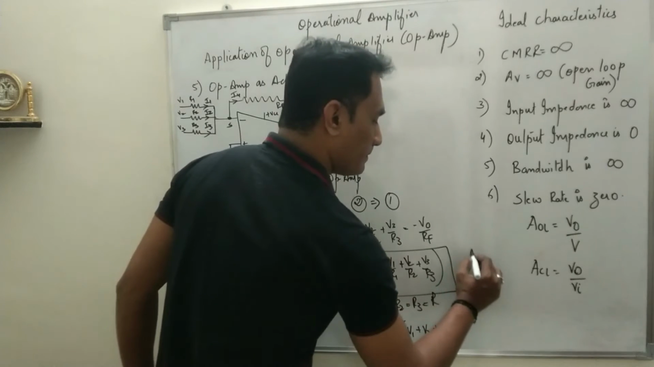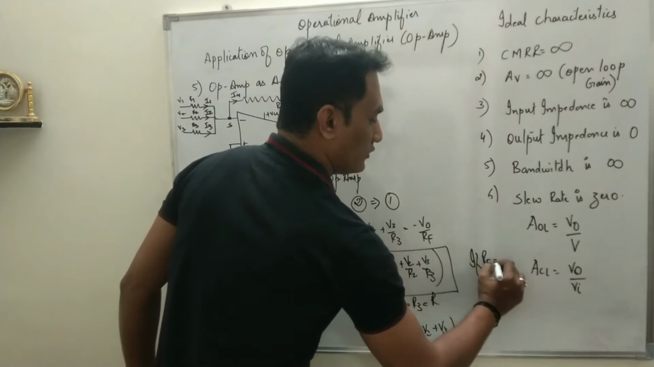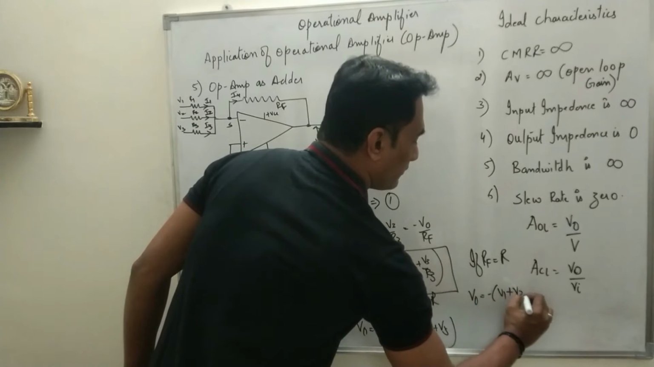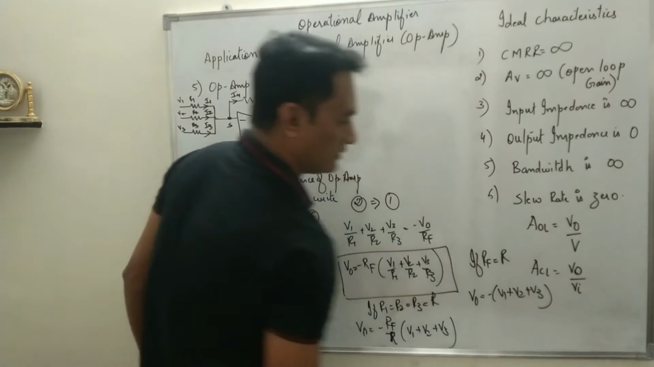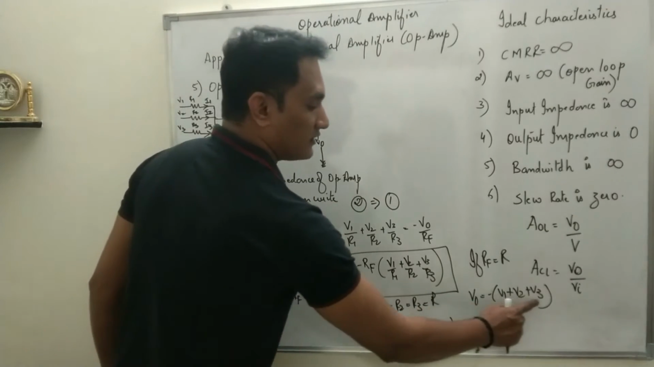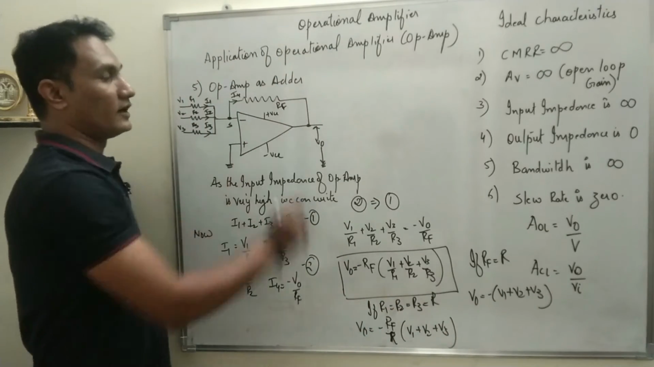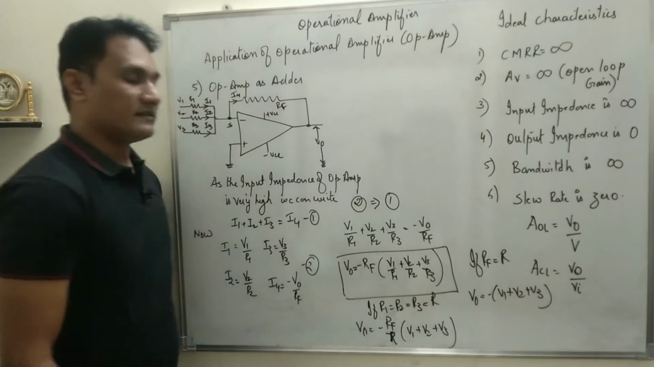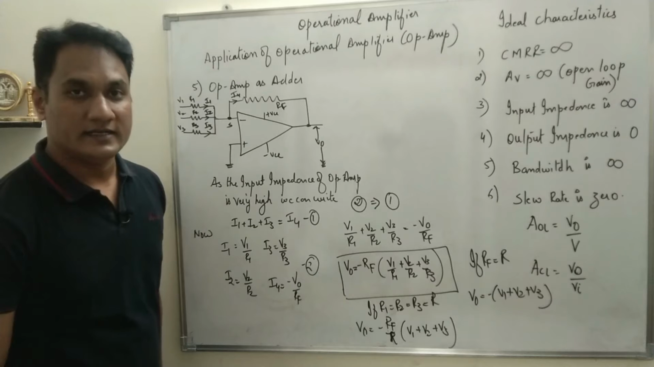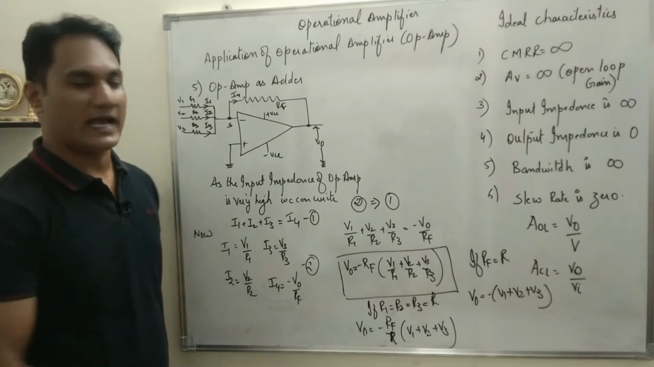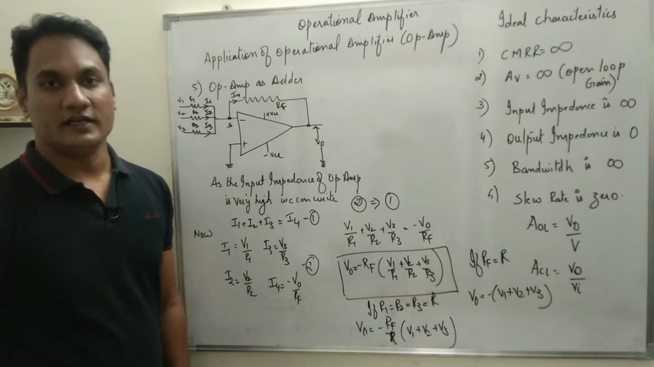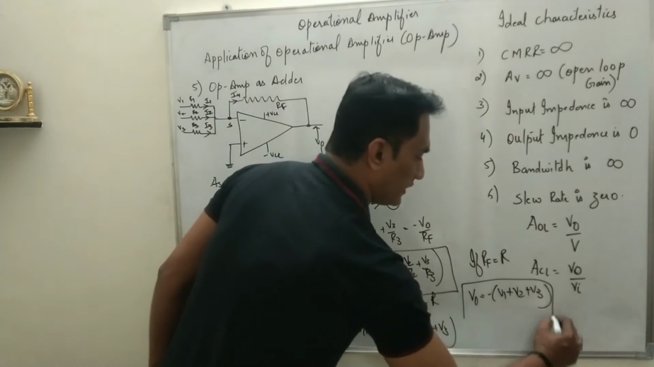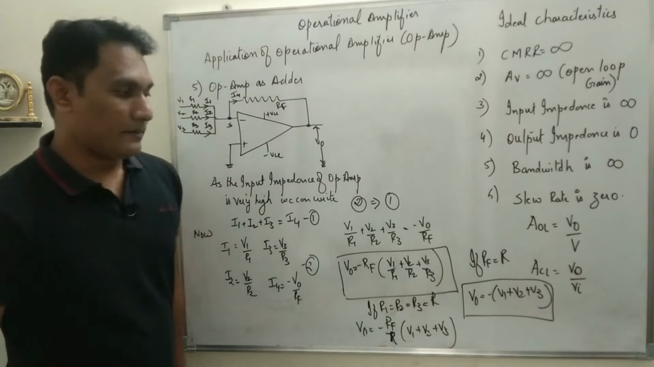And if RF is equal to R, V0 is equal to minus V1 plus V2 plus V3. That means output voltage is addition of the 3 input voltages. That is why it is called op amp as adder. And this minus sign indicates there is a phase shift of 180 degree between input and output as it is connected in an inverting mode. So this is the output voltage equation. Output voltage equations of op amp as adder.